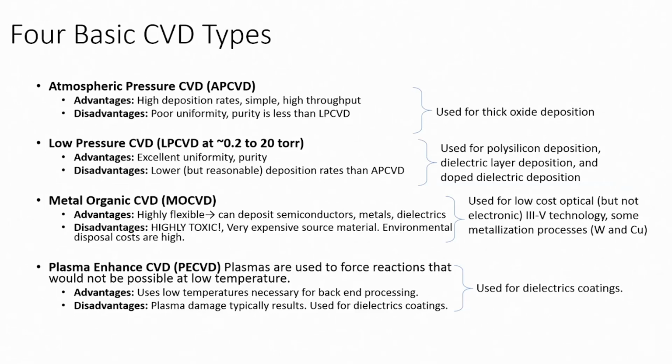When you talk about plasma enhanced CVD, which is your PECVD, plasmas are used to force reactions that would not be possible at low temperature, right. The advantage is that it uses low temperatures, necessary for back end processing. The disadvantage is that plasma damage typically results, and it is used for dielectric coatings, right. So, these are the advantages and disadvantages, and generally it is used for dielectric coatings.